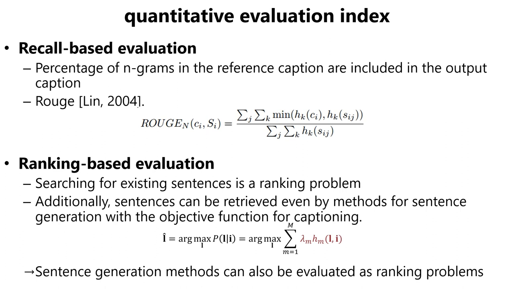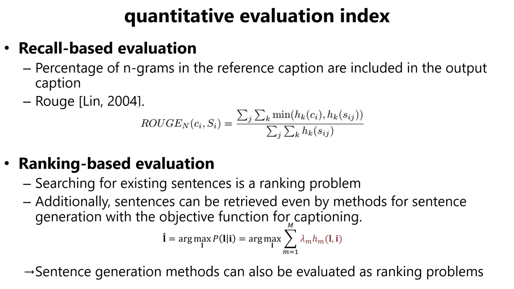In other words, it is a metric for a ranking problem. Of course, if there is only one correct answer, the best output is to find it at top 1. But even if it is not at the top, finding it in the top 3 or 5 is better than finding it in the top 10. This is a kind of evaluation for a ranking problem.